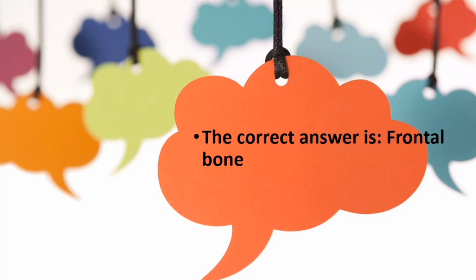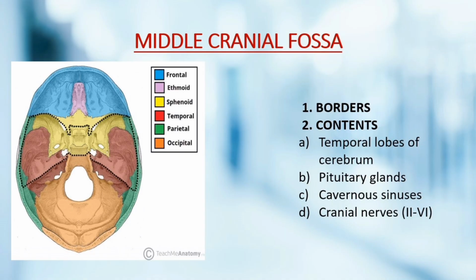The correct answer is frontal bone. We proceed to the middle cranial fossa. The middle cranial fossa consists of 3 bones, the sphenoid bone and the 2 temporal bones. Its boundaries are as follows.